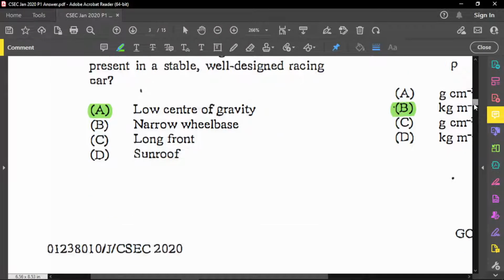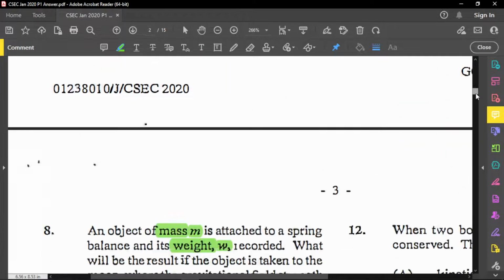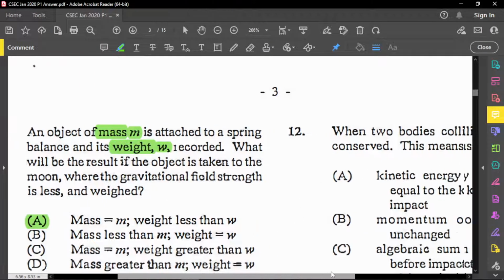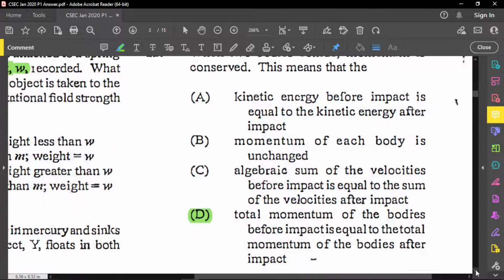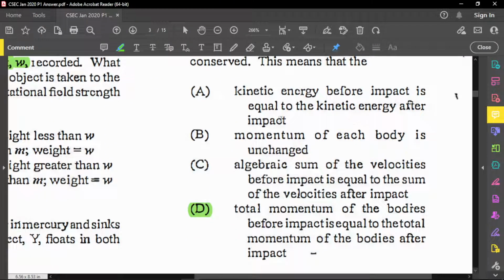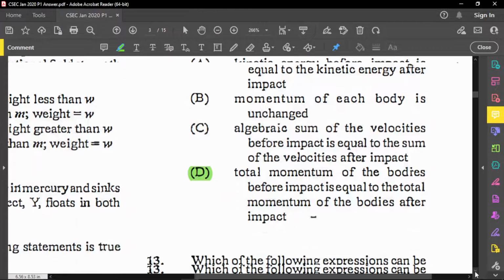Now for question number 12. Question number 12 reads that when two bodies collide, momentum is conserved. Notice this actually confirms what we said earlier. It says this means that, and let's slide down to the options. The total momentum of the bodies before impact equals the total momentum of the bodies after impact. So this is the correct answer here. Momentum before collision equals momentum after collision, which is the total momentum. It's very important to put the word total. So definitely D is the correct answer.